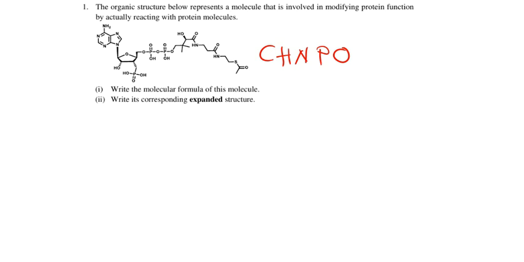So indicating clearly the number of these atoms existing in the whole compound is what will give us the molecular formula. Now the second part of the question says write its corresponding expanded structure. So these two questions, for you to answer them, you should understand both angles. That means you need to understand the interpretation of skeletal structures. What do they mean when they draw something like that? How do you count the number of hydrogens present? How do you count the number of carbons present?